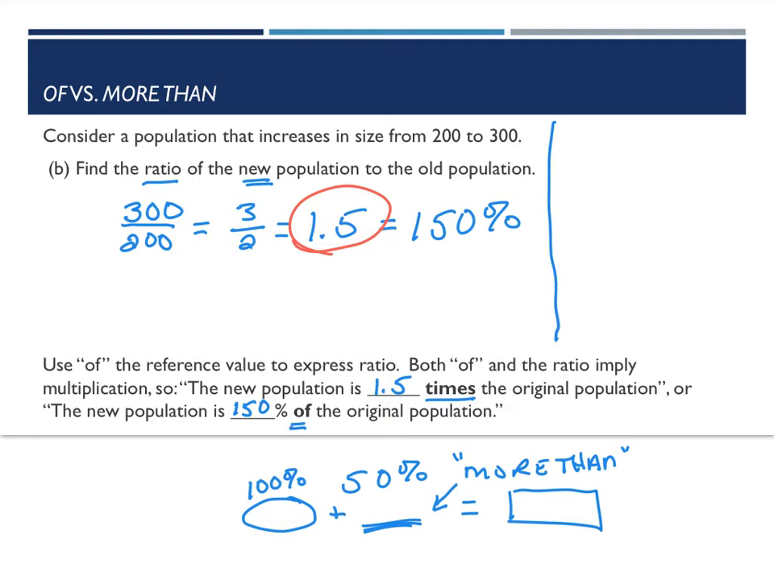When I use the word of, I'm talking about how much I ended with. The 100% I started with plus the 50% I got gives me 150%. That's what goes with the word of. So the of is always going to be 100% more than the amount you would use with the words more than, if that makes any sense.